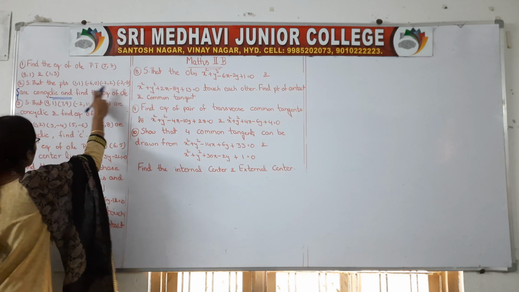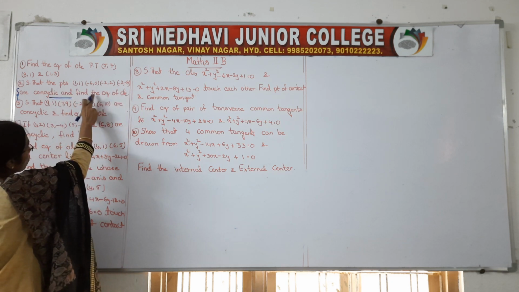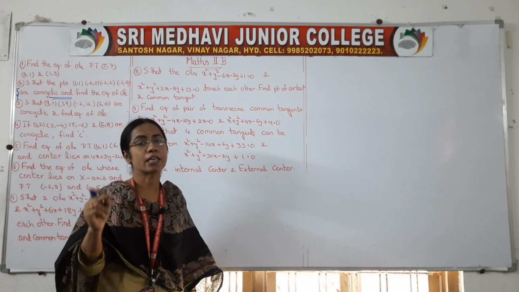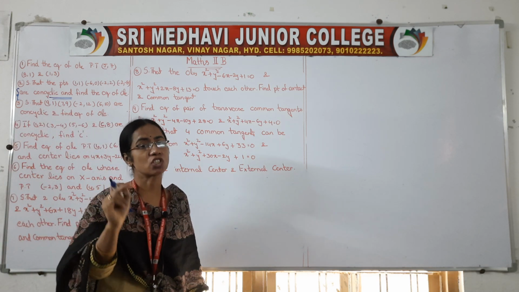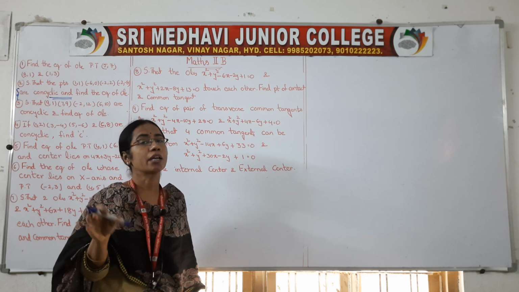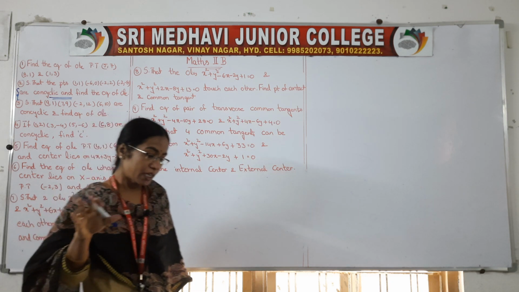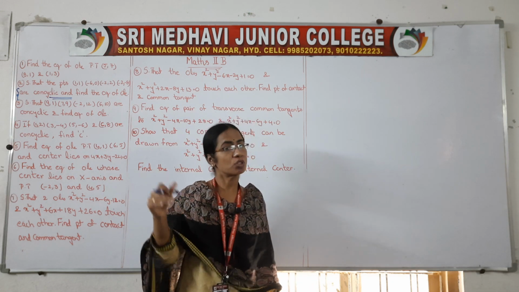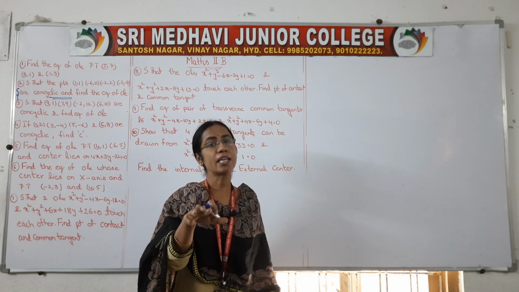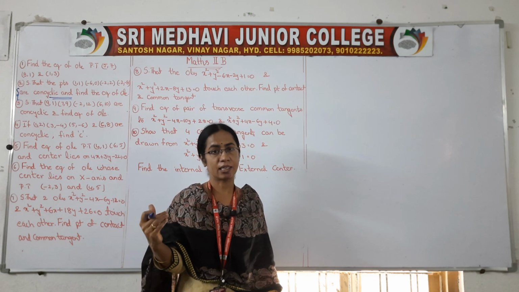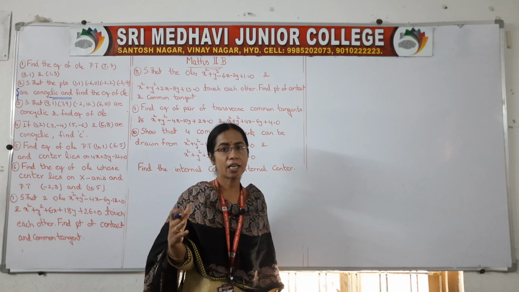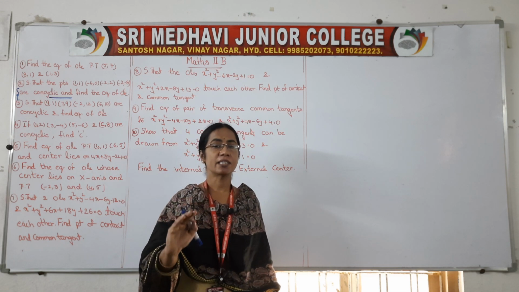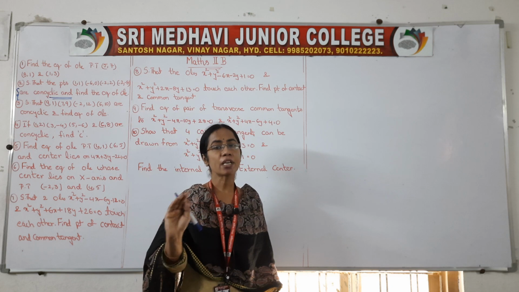Show that these 4 points are concyclic and find the equation of the circle. What is meant by concyclic? Concyclic means the points which lie on the same circle are called concyclic points. Here the cycle is a circle, right? So we have to show that all these 4 points lie on the same circle. Our topic is circles, right? So it is also one type of cycle. Concyclic means if the points lie on the same cycle, they are said to be concyclic.